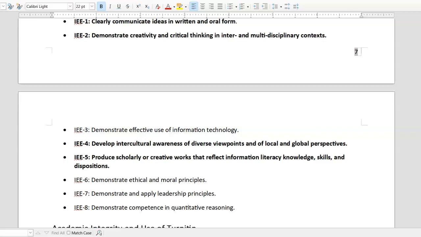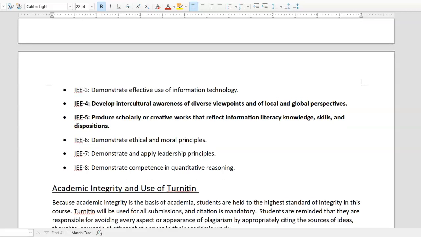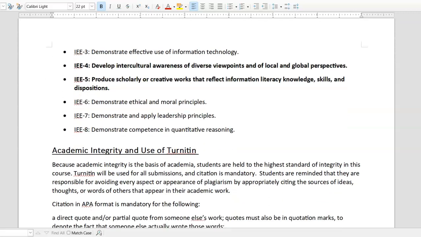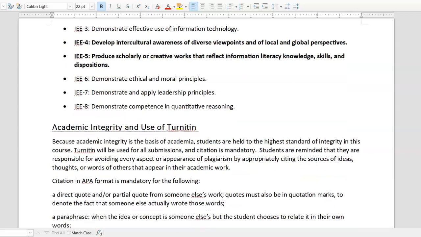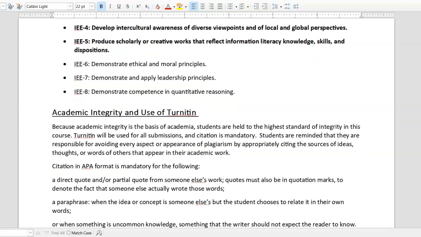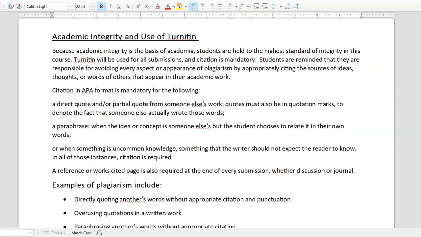Creativity and critical thinking, these are very, very big. And the interdisciplinary and multidisciplinary context, very much so. We're going to be talking about lots and lots of different ways in which history overlaps with things like anthropology, archaeology, but also other areas. Definitely intercultural awareness. It's a very big part of what a World Civ course is about. And the production of scholarly and creative works that demonstrate your ability to process the information you're reading and make arguments with it. Again, I use Turnitin for everything. And again, your APA is required.